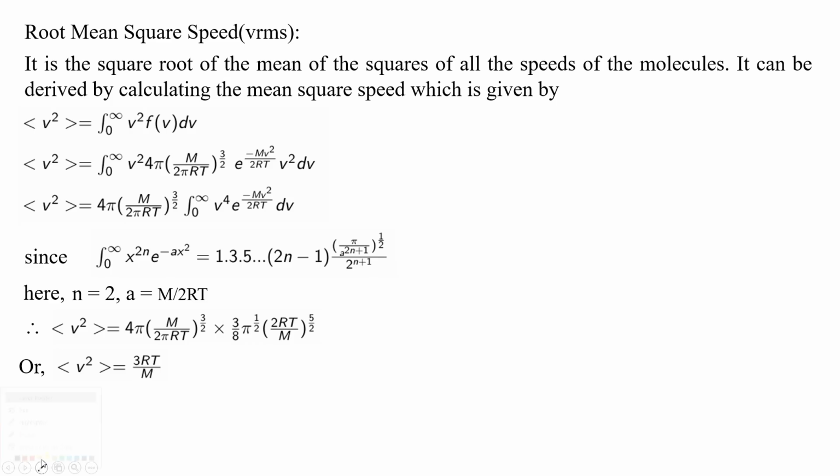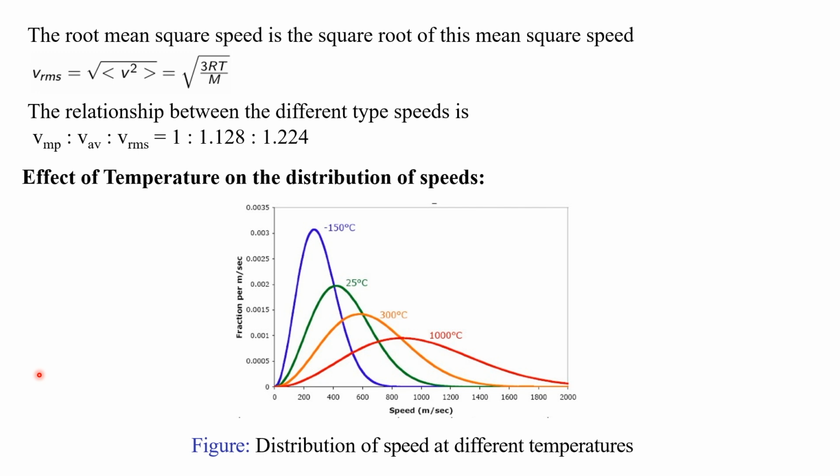So this is the value of root mean square speed or VRMS. The root mean square speed is the square root of the mean square speed. Okay, so VRMS is root over V square average. So you get root over 3RT by M.